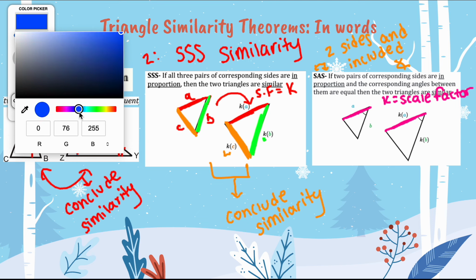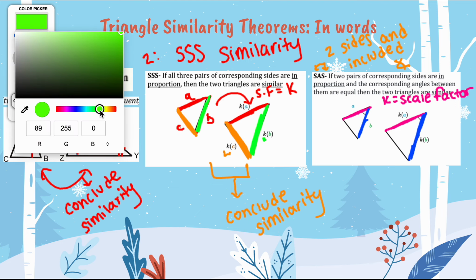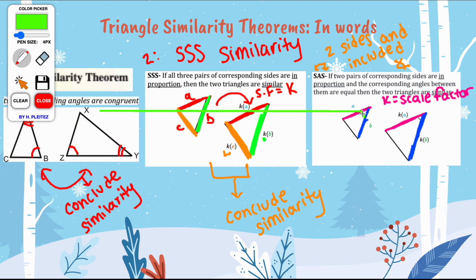And then we have side B, and then we're multiplying our scale factor by side B to get k times B, right? So this tells me that both of those sides are in proportion. Now our third condition is that the angle right in between would need to be congruent, right? Included angle, that is super important.